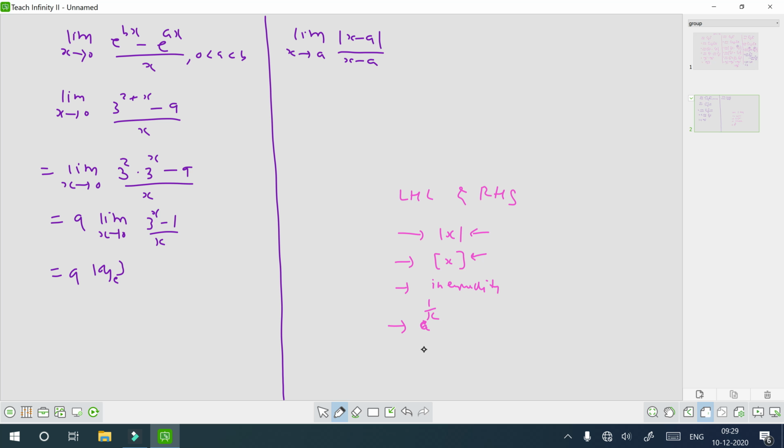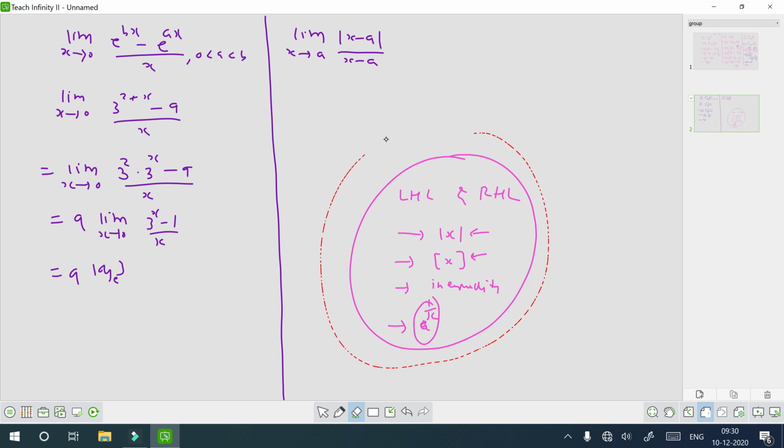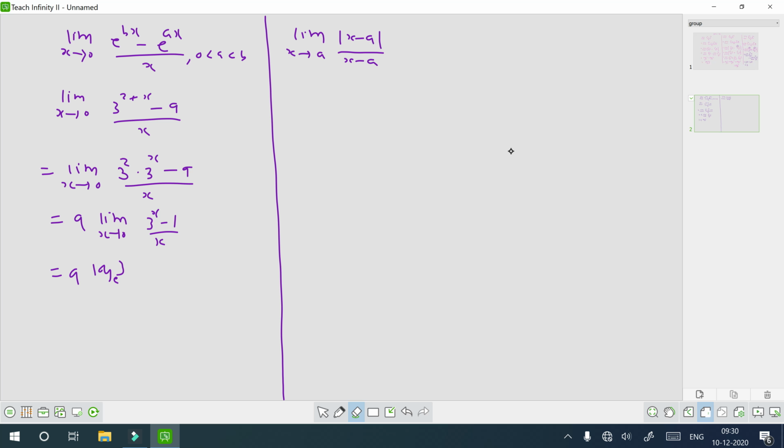The power of exponential function is 1 by x. Then and only then we have to take left hand limit, right hand limit. Otherwise we have to solve directly. Here it is magnitude, so we need to take left hand limit and right hand limit.